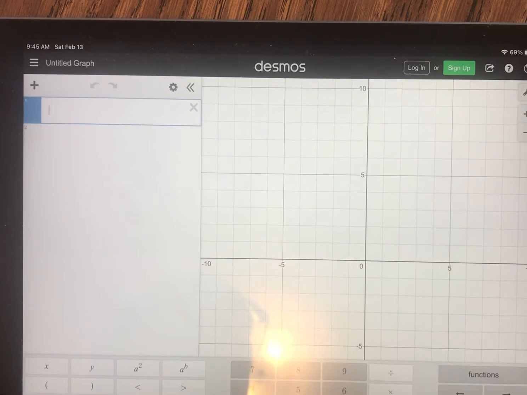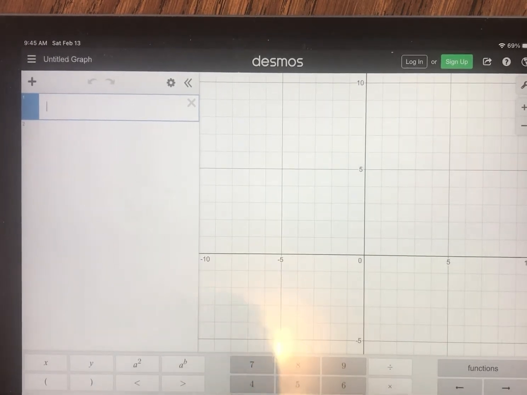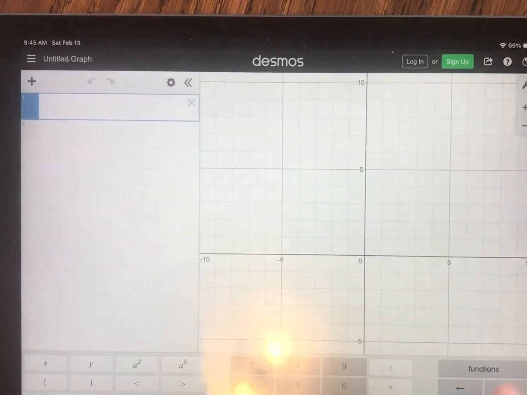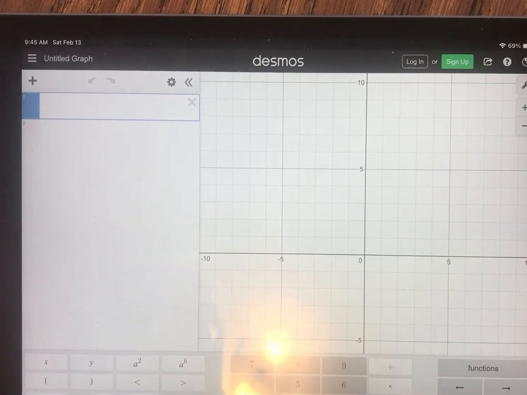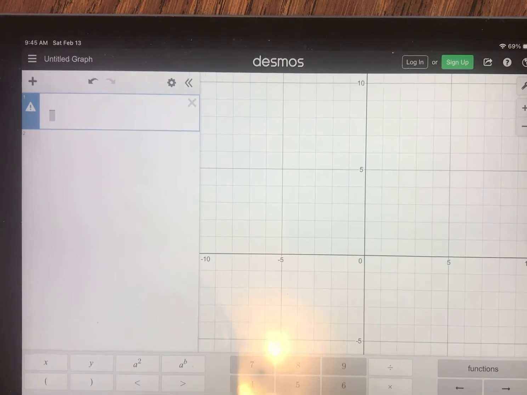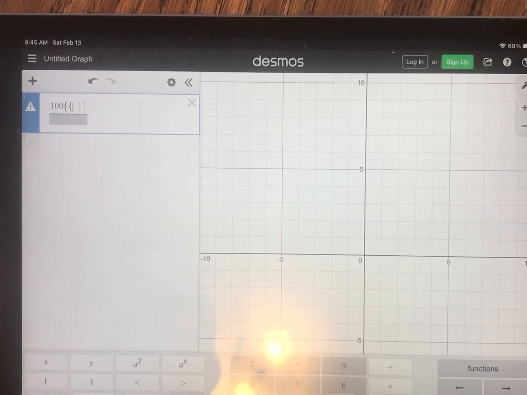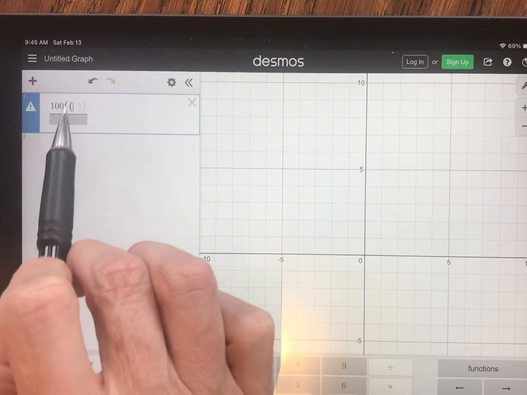We're going to be looking in that upper left corner, so I'll tap in there. This whole thing is a fraction, so I'll first press the division key to get a fraction. Desmos does not have brackets, so we'll use parenthesis followed by parenthesis. So 100, parenthesis, parenthesis. Notice that Desmos kind of makes one of them larger than the other.